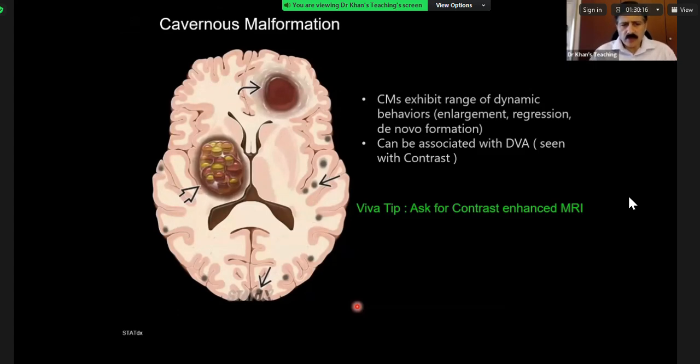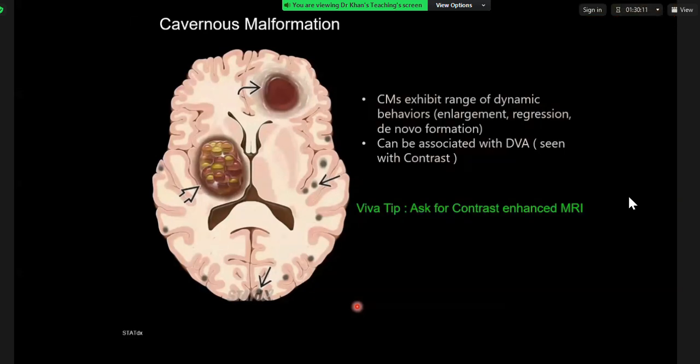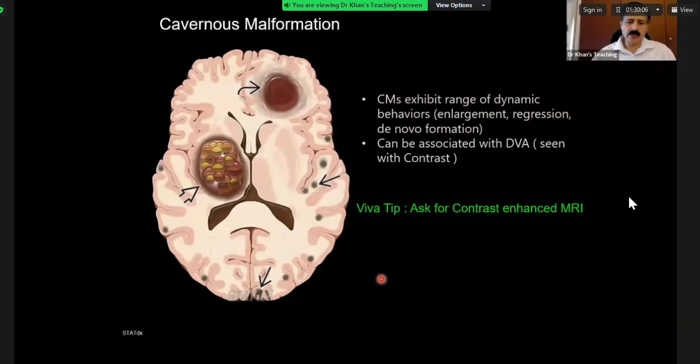Now, before I give you a case, let me go through cavernous malformation for the exam. Cavernous malformation is one of the most popular cases for the exam as far as vascular malformations are concerned. Cavernous malformations, also known as cavernoma or cavernous angioma, are basically blood vessels, also known as caverns, and the walls are not very robust, and they do bleed.